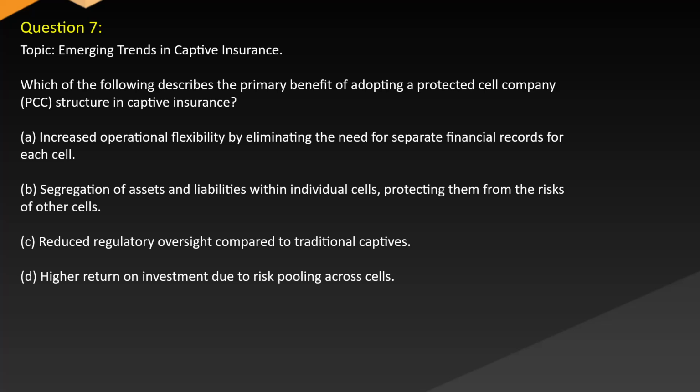Question 7. Topic: Emerging trends in captive insurance. Which of the following describes the primary benefit of adopting a protected cell company (PCC) structure in captive insurance? A. Increased operational flexibility by eliminating the need for separate financial records for each cell. B. Segregation of assets and liabilities within individual cells, protecting them from the risks of other cells. C. Reduced regulatory oversight compared to traditional captives. D. Higher return on investment due to risk pooling across cells.